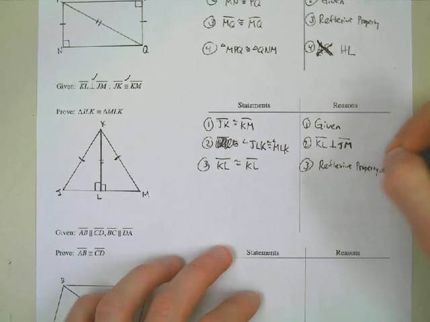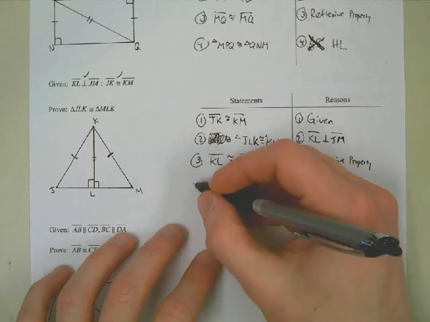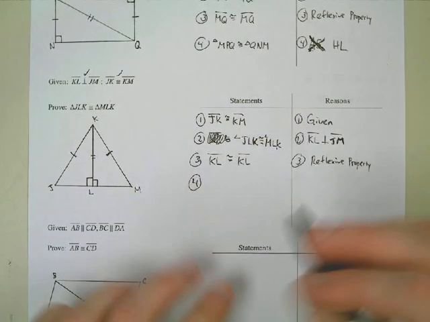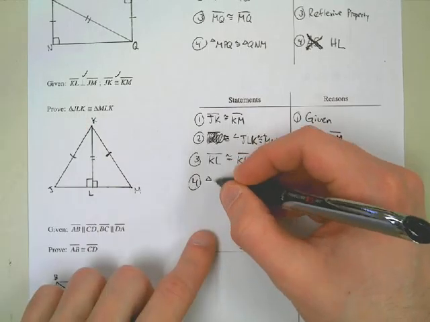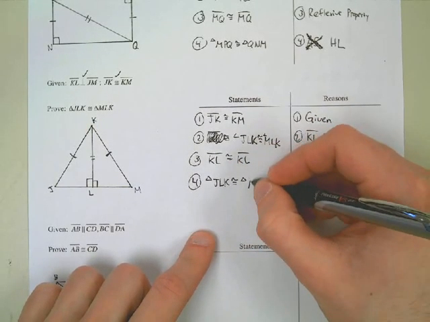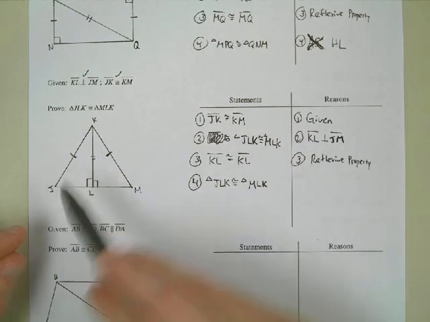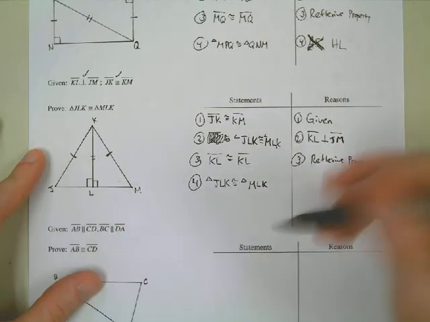So let's see if we can prove these triangles congruent. We're going to say triangle JLK is congruent to triangle MLK. Again, we'll look at our pieces of information here. So it goes angle, side, side, so we're going to write ASS. No, we're not going to write ASS.